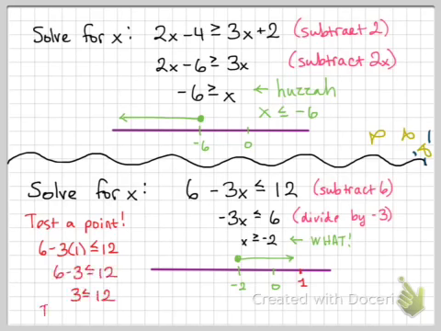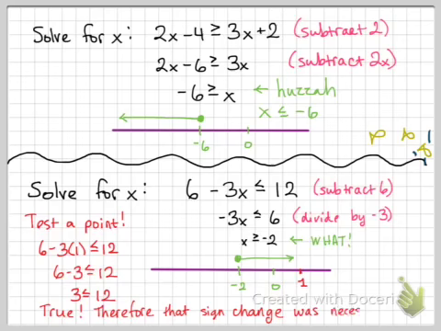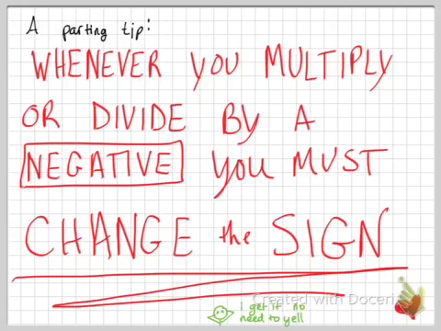So 6 minus 3 is less than or equal to 12, or 3 is less than or equal to 12. This is a true statement. Therefore, that sign change must have been necessary. And in fact, as a parting tip, I really want you to remember the following. Whenever you multiply or divide by a negative, you must change the sign. Remember that before you come to class tomorrow.